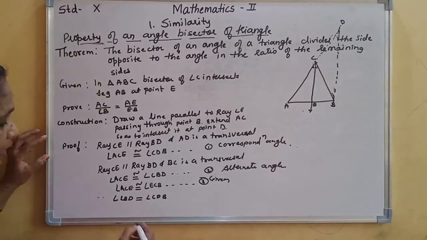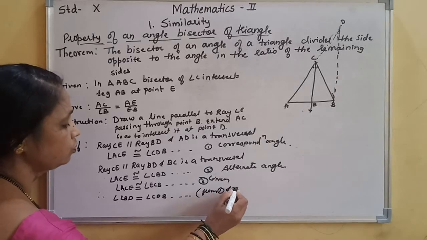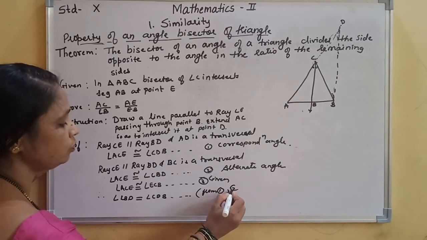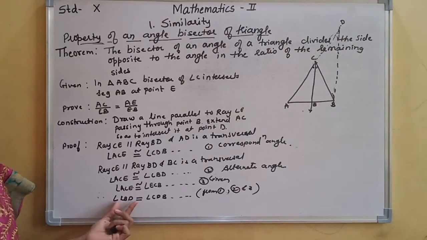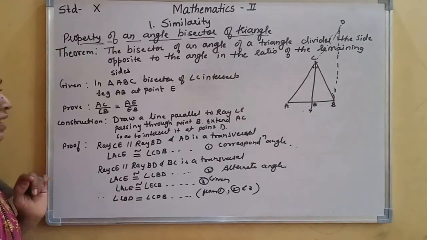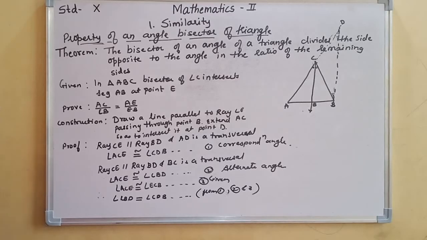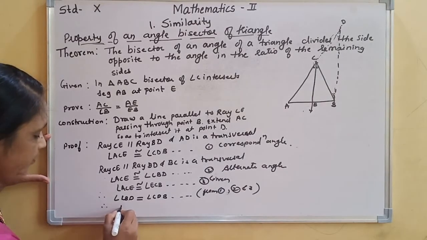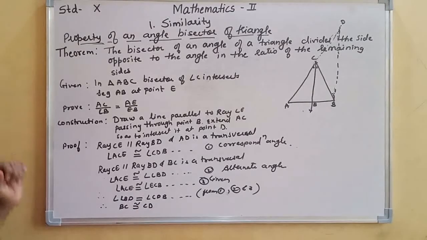So from where have we got this? From 1, 2 and 3, this we have got. Now as these are equal, the angles at B and D are equal. Means what will we have? This DC side will be equal to BC side. Therefore BC side will be congruent to CD side.